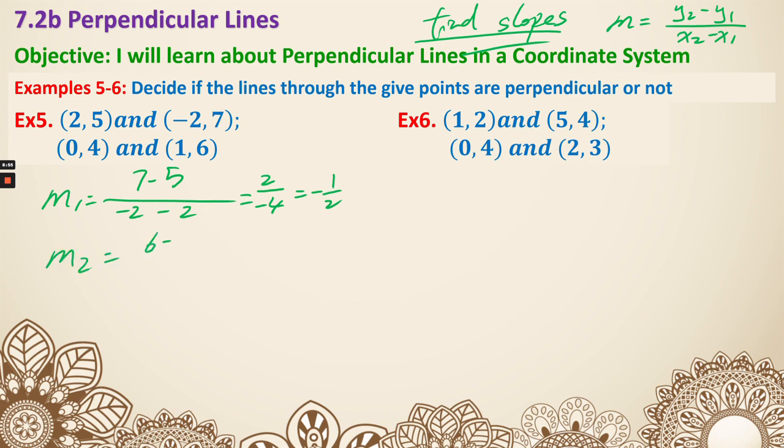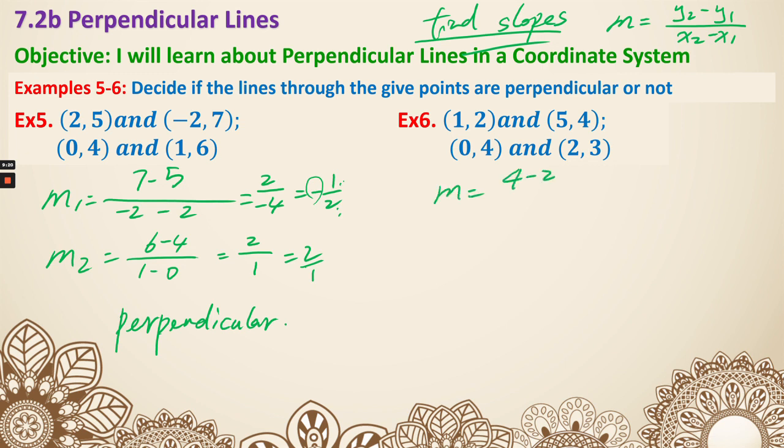Second slope, 6 minus 4 for the y values, and 1 minus 0 for the x values. We have 2 over 1, which is a 2. And you can see one is positive, one is negative, and also that is 1 over 2, this is 2 over 1. So clearly they are opposite reciprocals, and that means the two lines are perpendicular. That's example 5. Next, example 6.